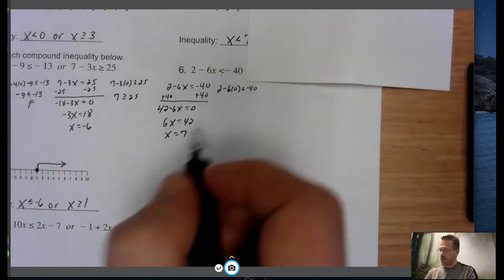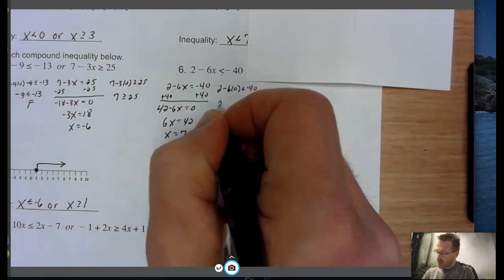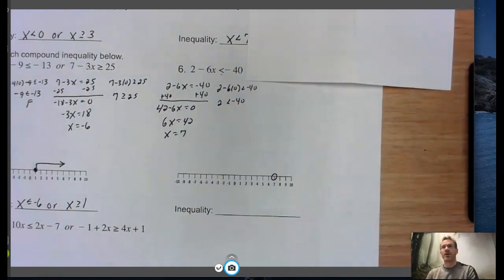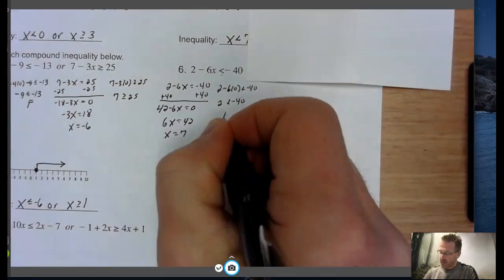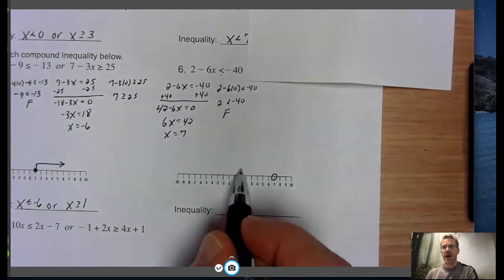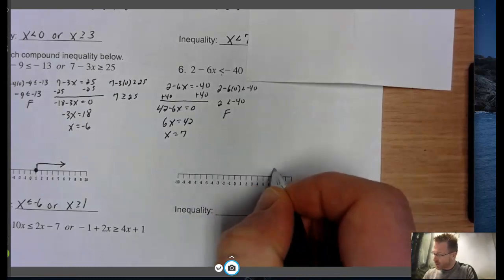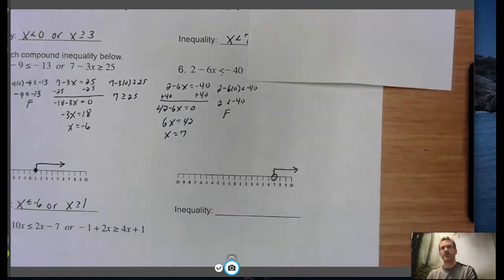6 times 0 is 0. So I'm left with 2 is less than negative 40. 2 is not less than negative 40. That's a false statement. So 0 is on the false side. So everything to the left of 7 is false, which means to the right is the true side. So there's half of our problem.